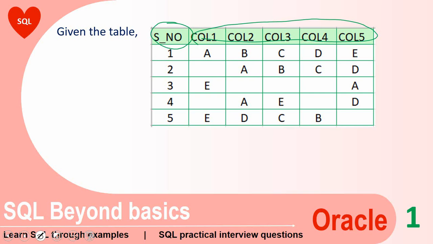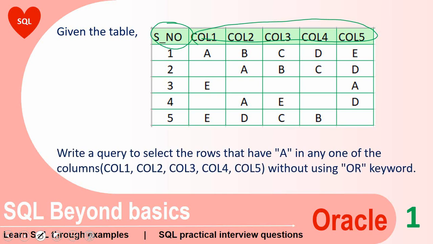What you need to do is write a SQL query which gives which particular row contains the letter A in any of these columns. The A can either be in column 1, column 2, column 3, column 4 or column 5. The A can be anywhere. You just need to write a query which fetches the row that contains the letter A, but with one restriction: you should not use the OR keyword.